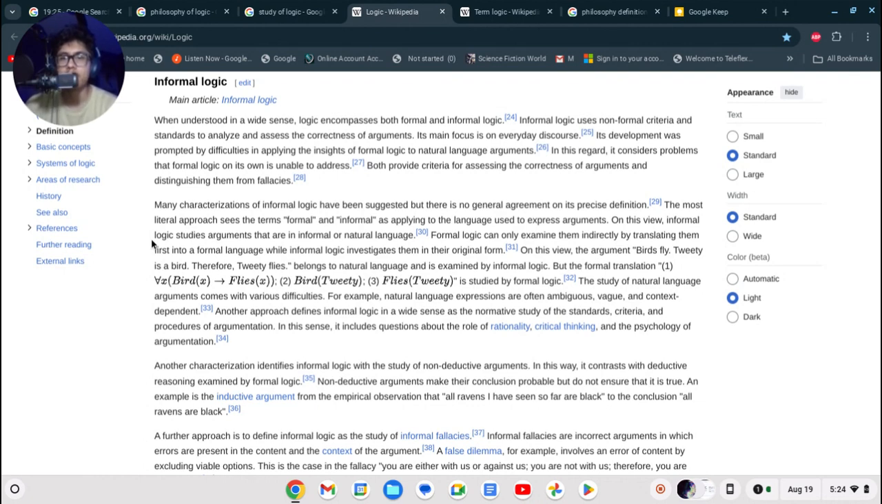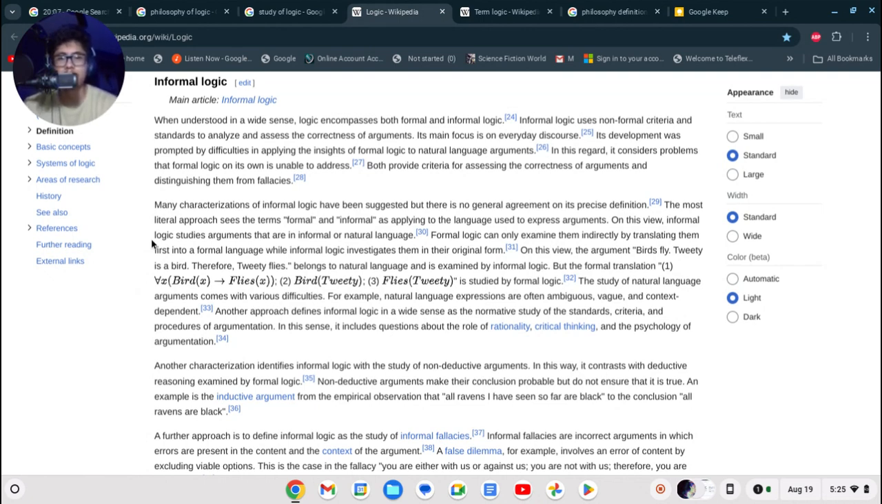Many characterizations of informal logic have been suggested, but there's no general agreement on its precise definition. The most literal approach sees the terms formal and informal as applying to the language used to express arguments. On this view, informal logic studies arguments in informal or natural language. Formal logic can only examine them indirectly by translating them first into formal language, while informal logic investigates them in their original form. On this view, the argument "birds fly, Tweety is a bird, therefore Tweety flies" belongs to the natural language examined by informal logic, but the formal translation, "for all x, if x is a bird then x flies; Tweety is a bird; therefore Tweety flies," is the study of formal logic.